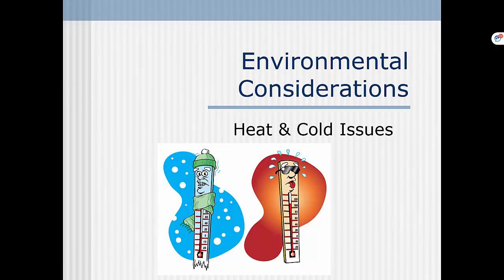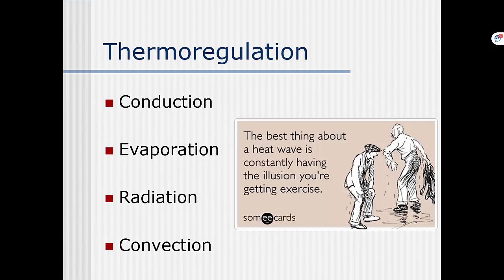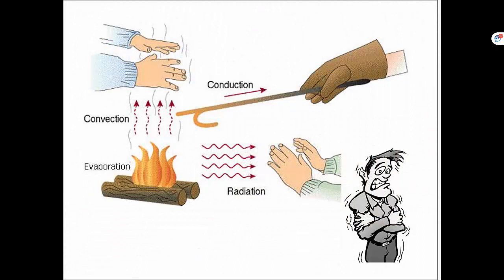Environmental considerations, heat and cold issues. Thermoregulation, conduction, evaporation, radiation, and convection play an integral part in the cooling of the body and maintaining normal thermal regulation and regular body temperature. Here are some examples of conduction, convection, evaporation, and radiation.